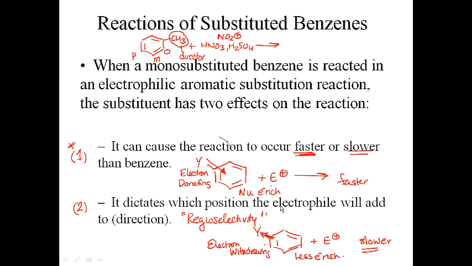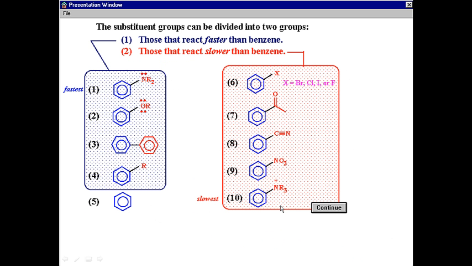Okay, so that's the basics. Well, here's a list, an experimental list of groups that either cause the benzene ring to react faster or slower. Ultimately, you're going to have to memorize this list, and you're going to have to know the groups from number 1 to number 10. But let's just start with the experimental results. So here's benzene. Benzene is my baseline.